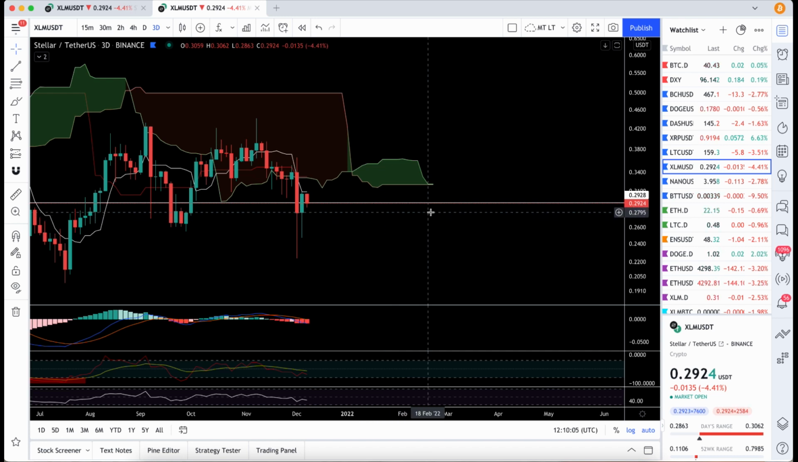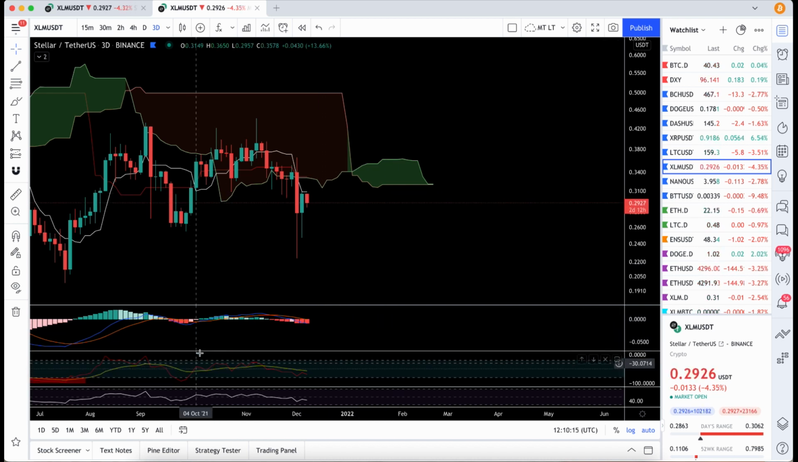And right now, Stellar Lumens is not looking too good, especially after being rejected in the 40s last month, where we were expecting to rally all the way to 50 cents. So right now, Stellar Lumens price is hovering between 29 and 30 cents. We have bearish divergence on the MACD, and we are facing severe resistance at somewhere around 31 cents.